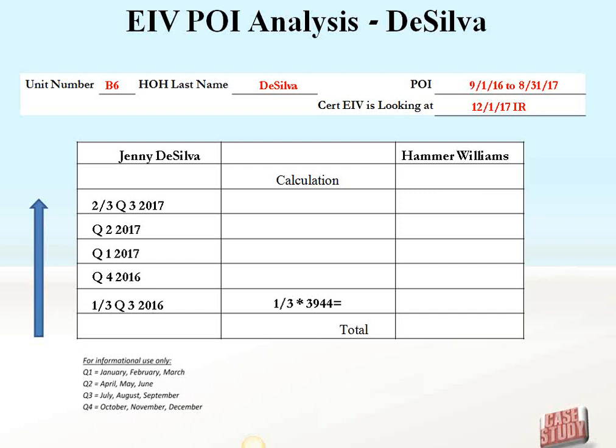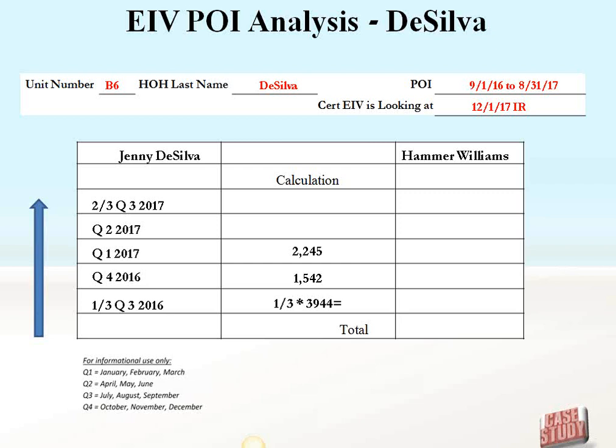What did she earn from Hammer Williams in quarter 4 of 16? $1,542. No fractions on those ones in the middle. What did she earn from Hammer Williams in quarter 1 of 17? $2,245.